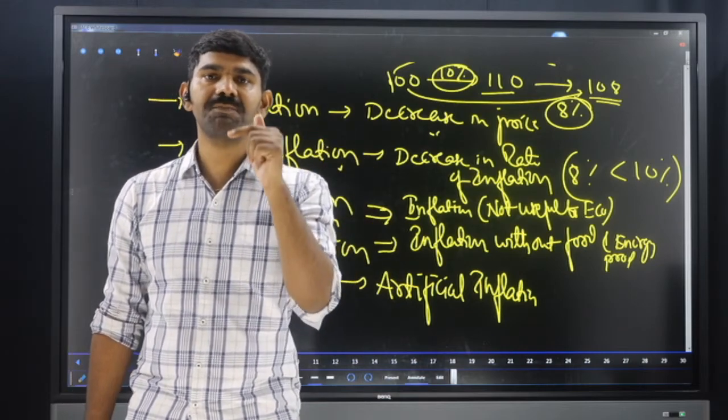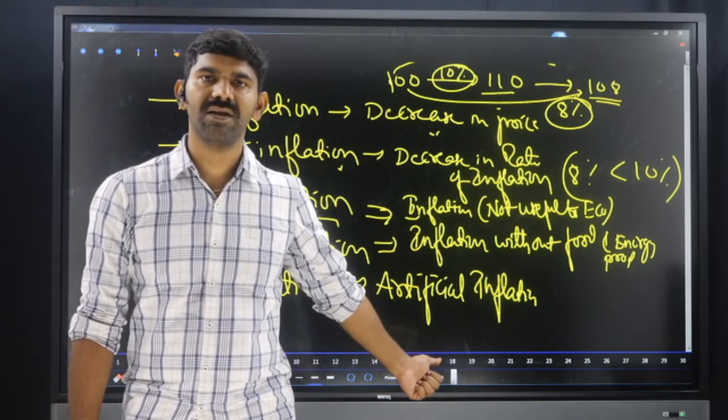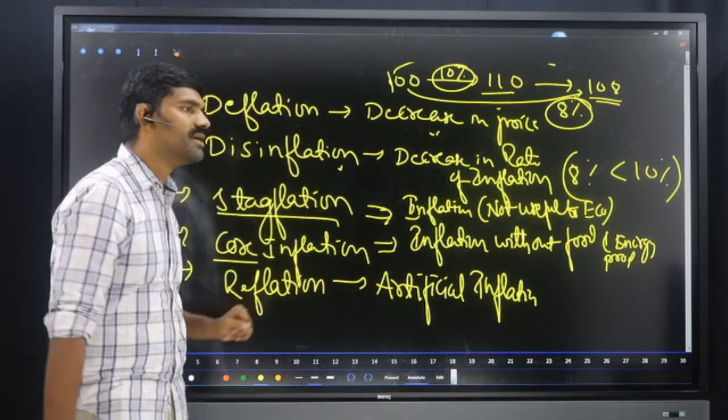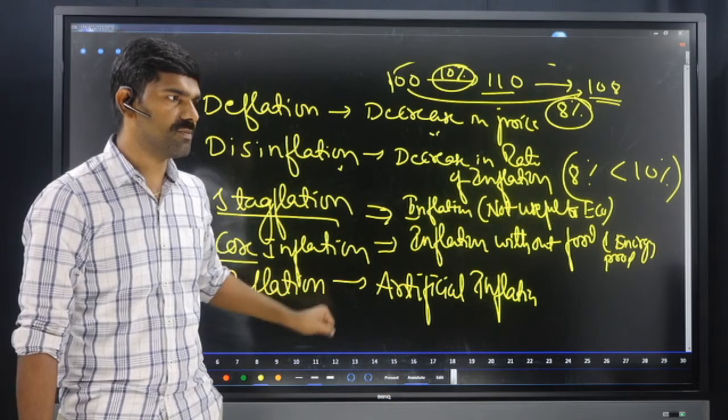Now to encourage the producers, they will increase the price of the goods and services. Government will do that artificially, and that is called as what? A reflation. I'll give an example for that.